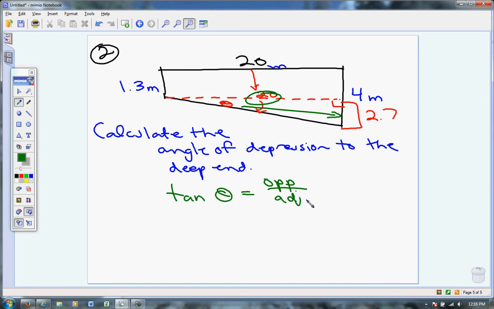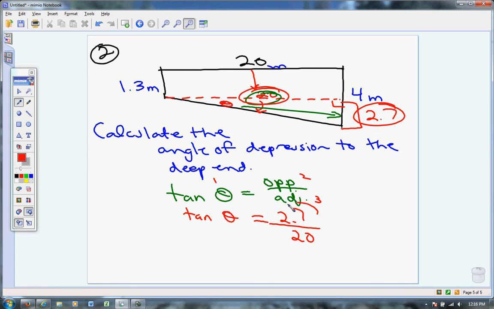Now, what do I mean by two of the three? Well, there's three unknowns here. 1, 2, 3. So long as I have two of those three, then I can go ahead and solve it. And in this case, I do. I have the opposite side, which is 2.7. I have the adjacent side, which is 20. That means I can find out what theta is. Now, this is why we're tackling this today. It's a simple calculator operation from this point on.